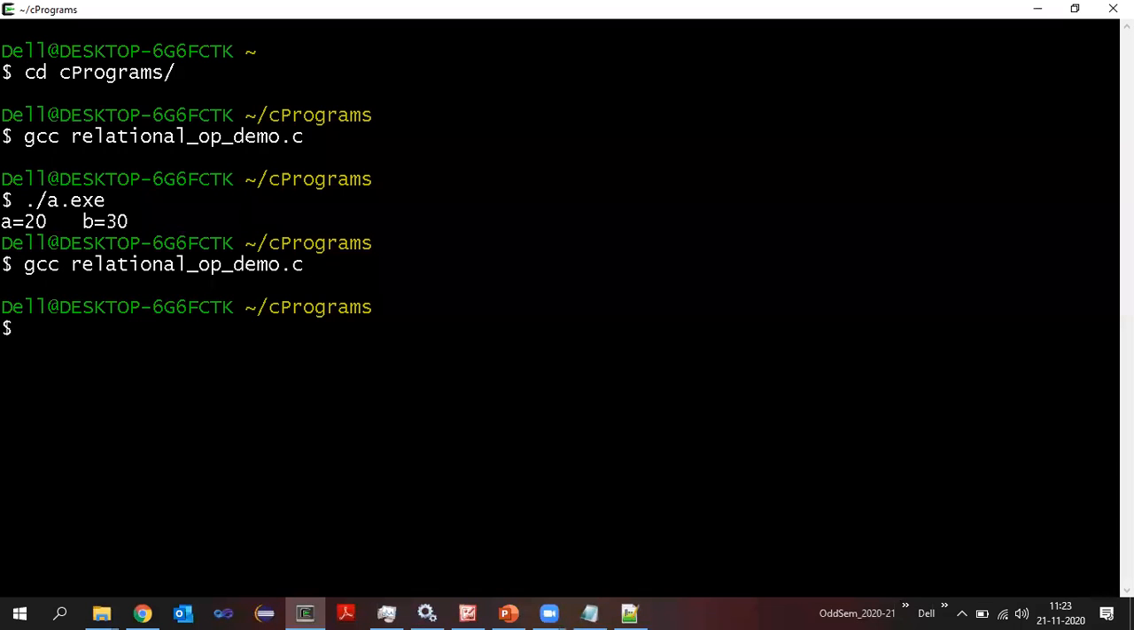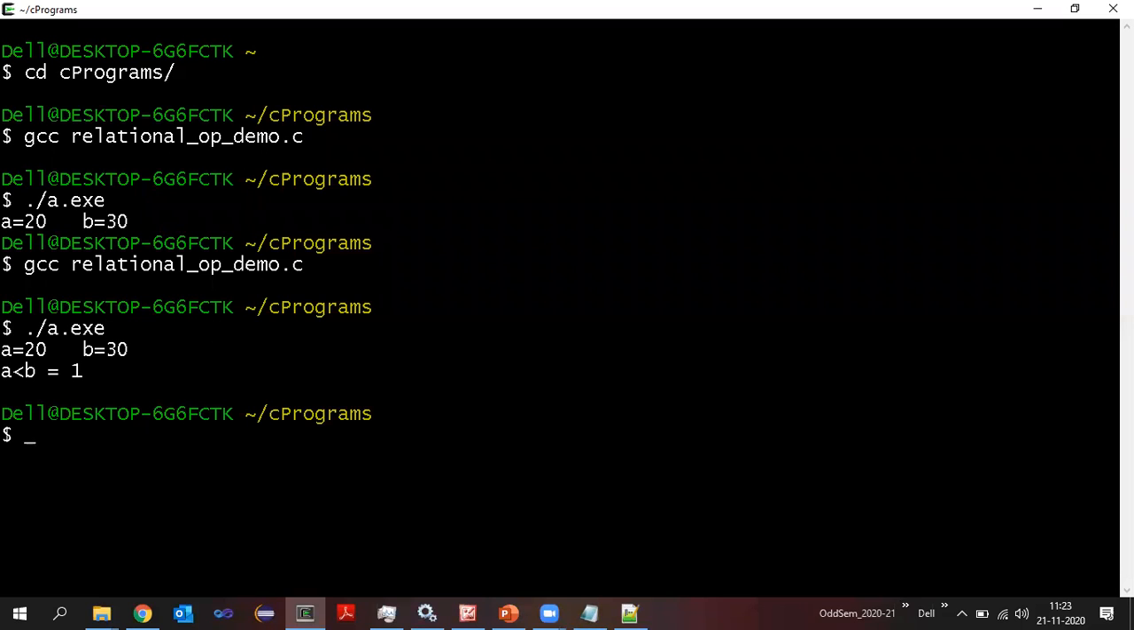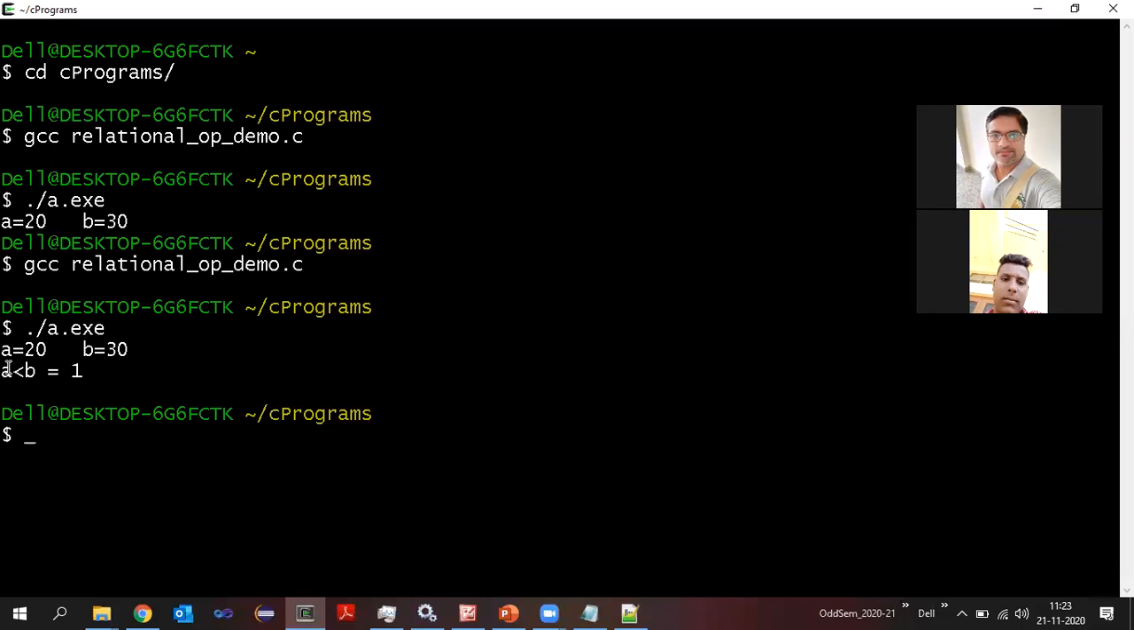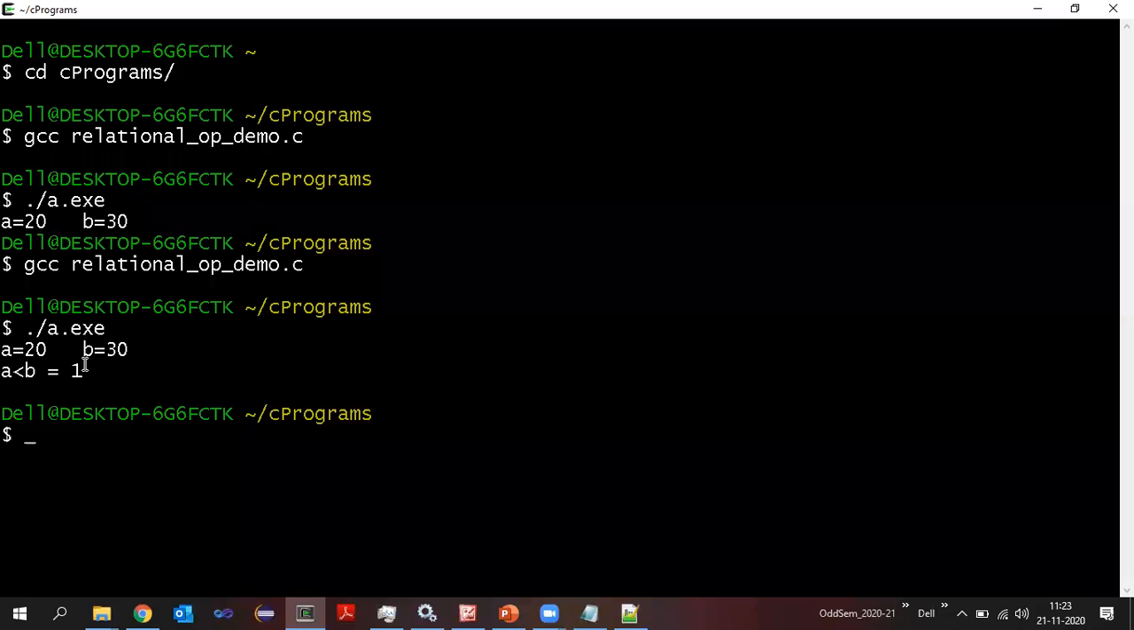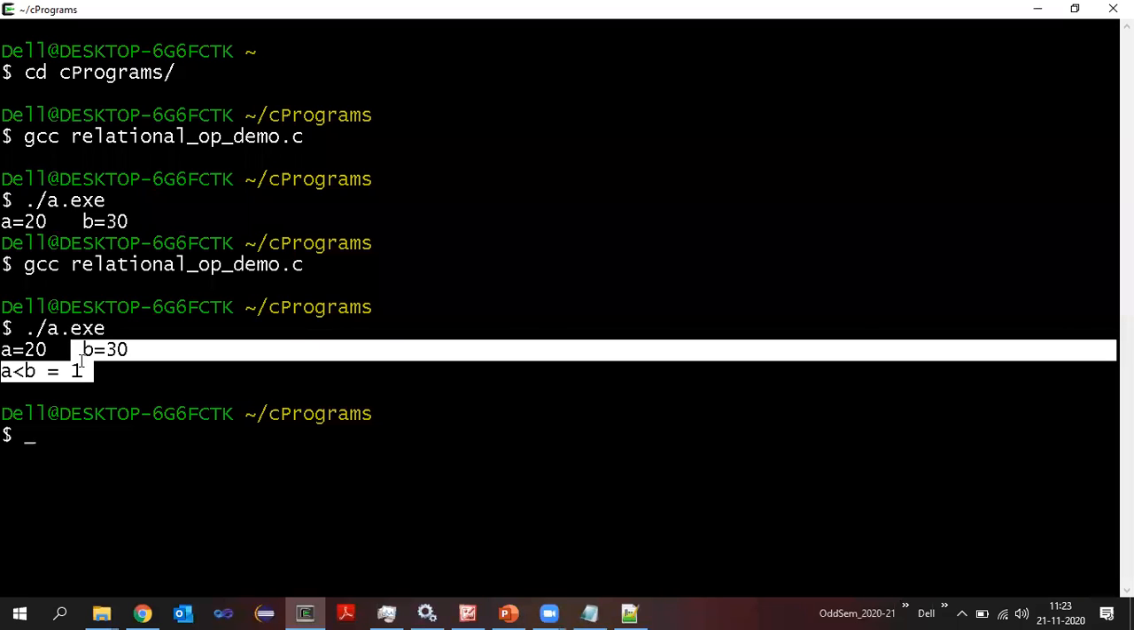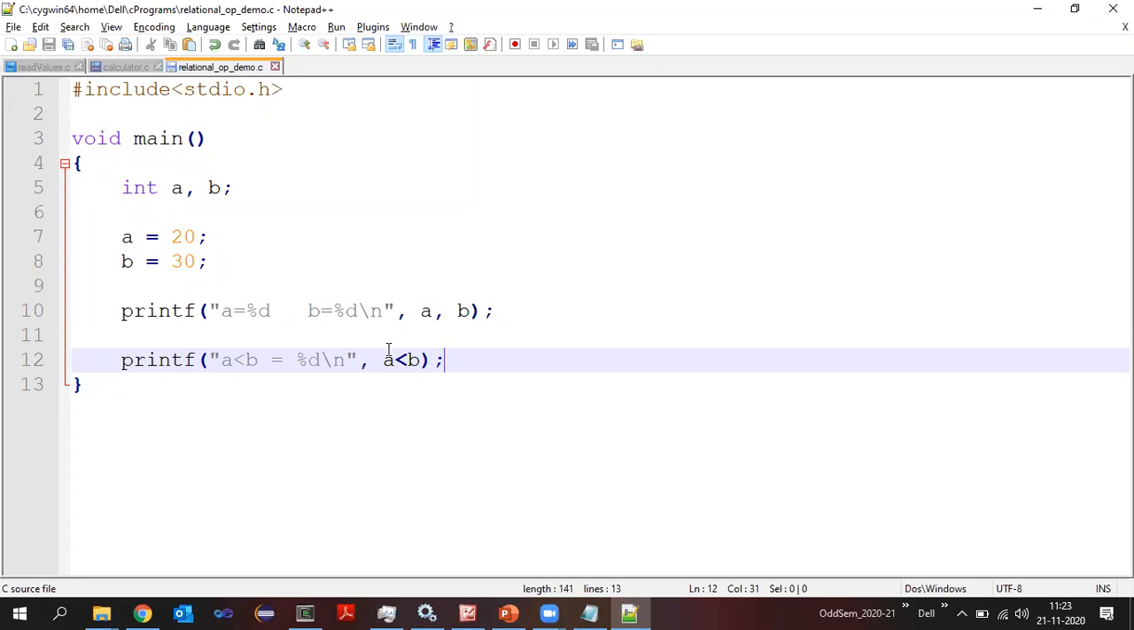Compile the program. Okay, there are no errors. Then execute. Now you see here a less than b equals to 1. From where did I get this particular value 1? I got it from the result of this particular operation. What is the operation here? Relational operation, a less than b. So what is the value of a here? A value is 20, right?